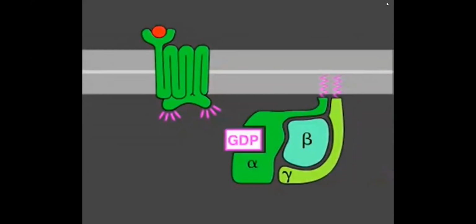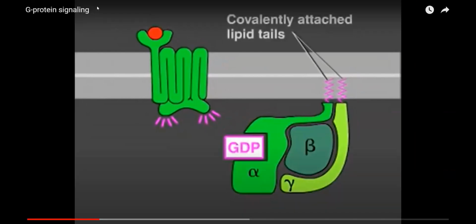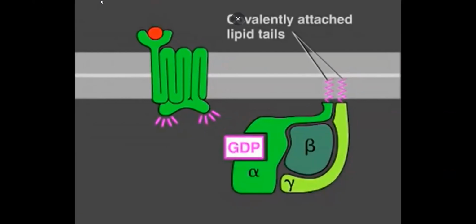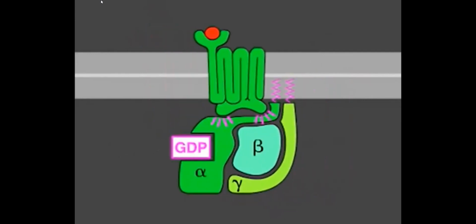As the name implies, a trimeric G protein is composed of 3 protein subunits called alpha, beta, and gamma. Both the alpha and gamma subunits have covalently attached lipid tails that help anchor the G protein in the plasma membrane. In the absence of a signal, the alpha subunit has a GDP bound, and the G protein is inactive. In some cases, the inactive G protein is associated with the inactive receptor, while in other cases, as shown here, it only binds after the receptor is activated.